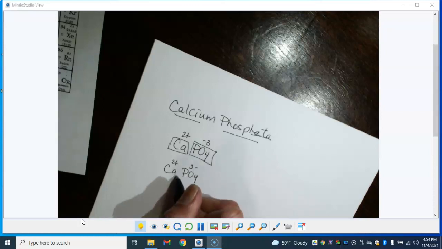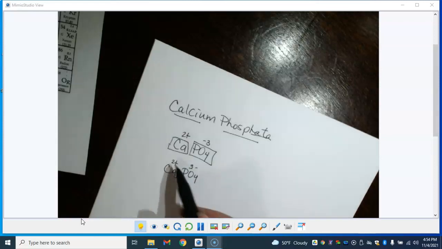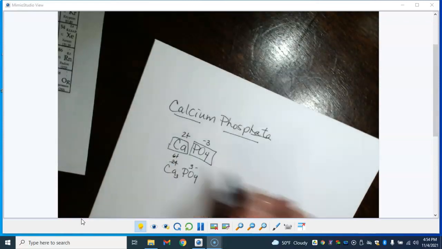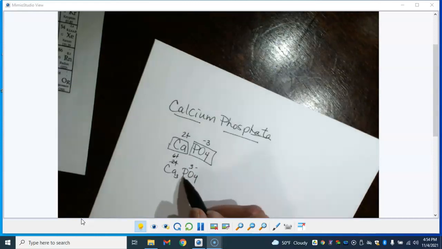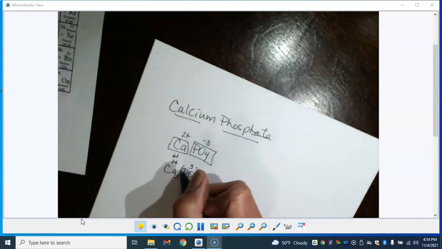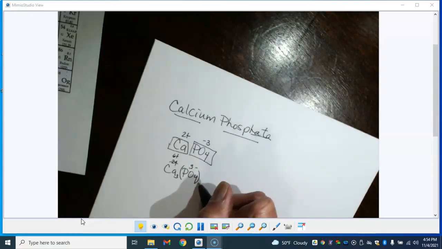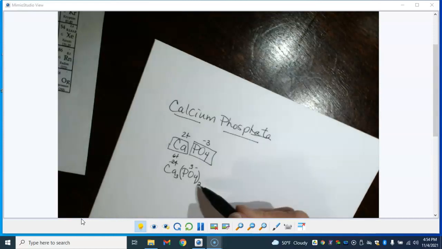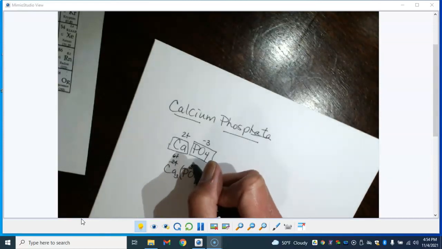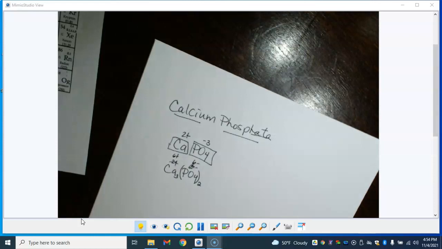So if I put a subscript 3 right here next to calcium, 3 times 2 turns this into +6. Since I need more than one phosphate ion, I'm going to put parentheses around the phosphate, and I'm going to put a subscript 2 on the outside. 2 times 3 gives me -6. So my final formula for calcium phosphate looks like this: Ca3(PO4)2.